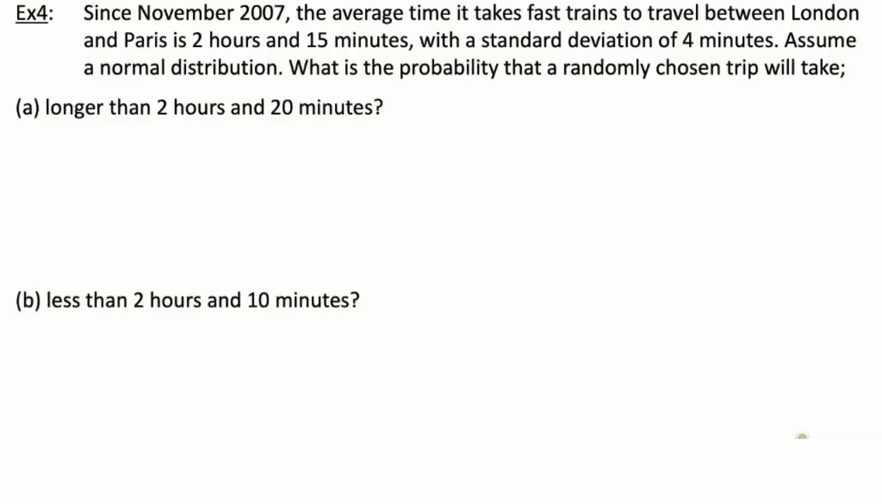Example 4. Since November 2007, the average time it takes fast trains to travel between London and Paris is 2 hours and 15 minutes, with a standard deviation of 4 minutes. Assume a normal distribution. What is the probability that a randomly chosen trip will take longer than 2 hours and 20 minutes or less than 2 hours and 10 minutes?